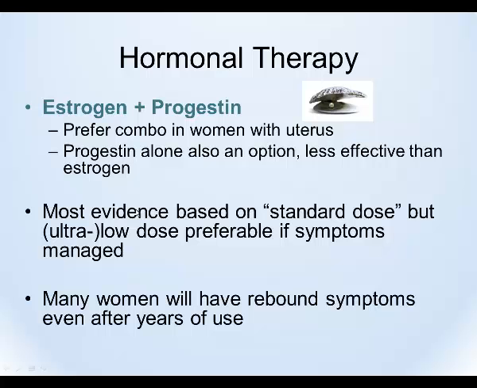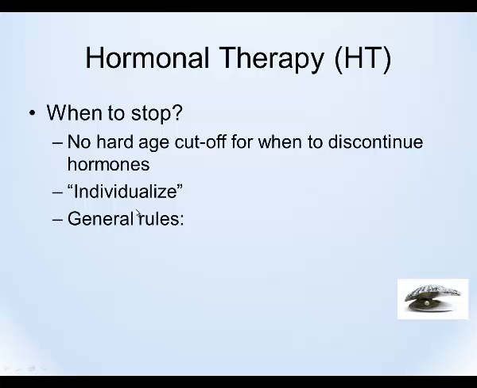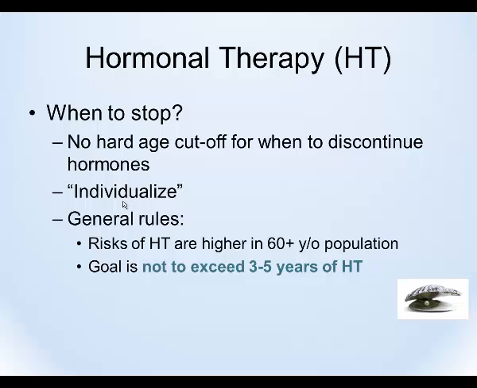So that gets to the point of when to stop. There are no hard age cutoffs, and all the guidelines tell you to individualize, but there are some common rules they ask you to adhere to. So what age would start to make you guys nervous about continuing hormonal therapy for people? 60, 65, good. And how many years would you be comfortable with, like if your clinic patient's been on hormonal therapy or on the boards? 5 years? Good. So you guys either know this or are guessing well, so that's about right. The guidelines say that the risks are higher in 60-year-olds and older, and the goal is to not exceed 3 to 5 years of hormonal treatment.